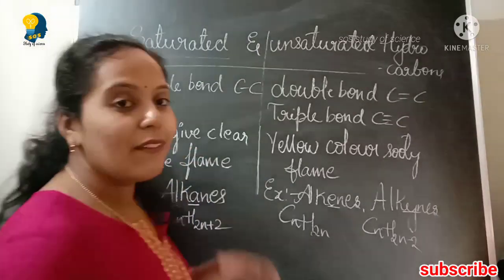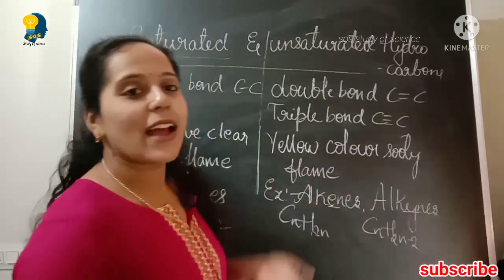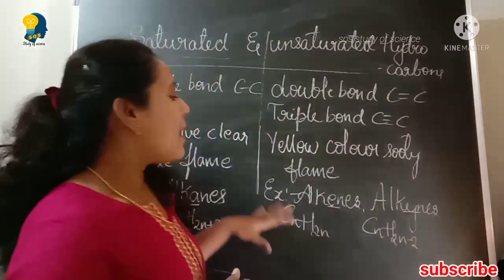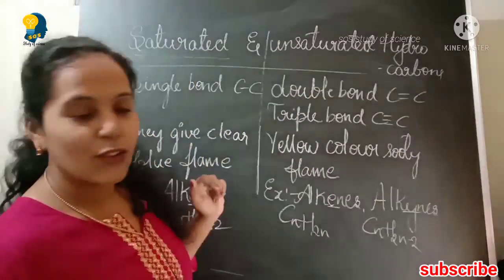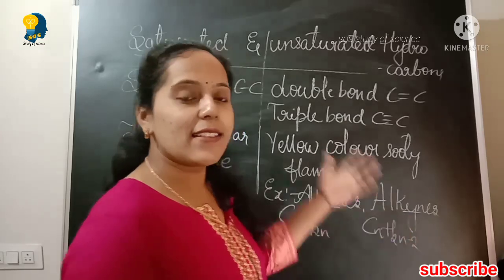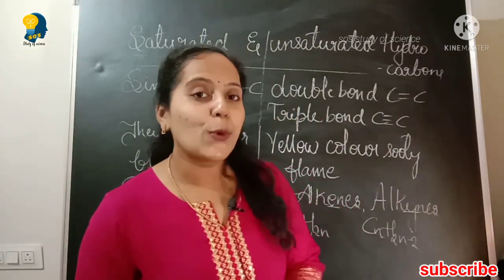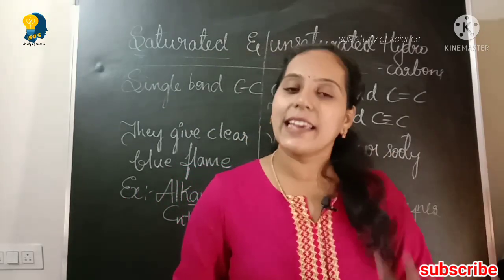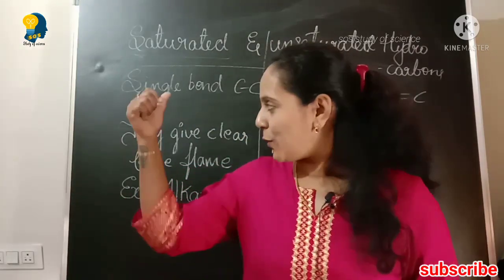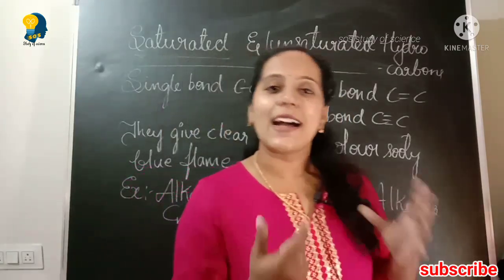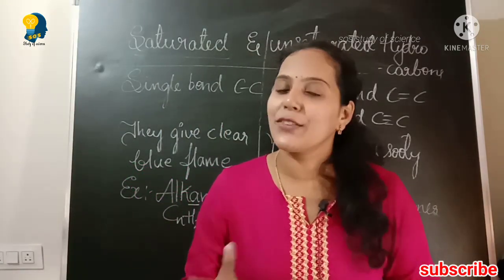So they burn to give a clear blue flame, whereas unsaturated hydrocarbons burn to give a yellow, sooty flame. Alkanes are the example for saturated. Examples for unsaturated are alkenes and alkynes. In the exam, they may also ask you to differentiate between alkanes and alkenes. At that time also you have to write the same thing, because alkanes are nothing but saturated, and alkenes are nothing but unsaturated. Hope you have understood this concept.